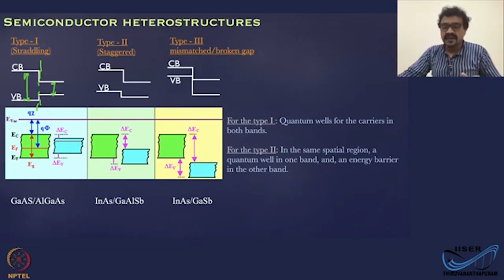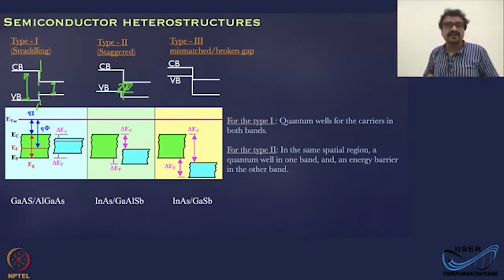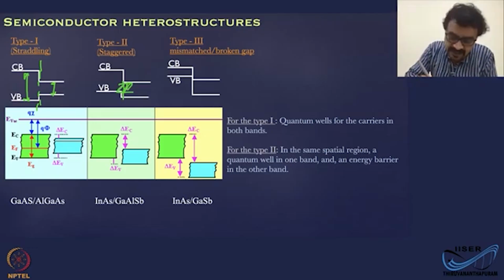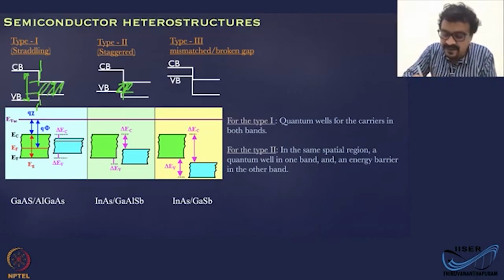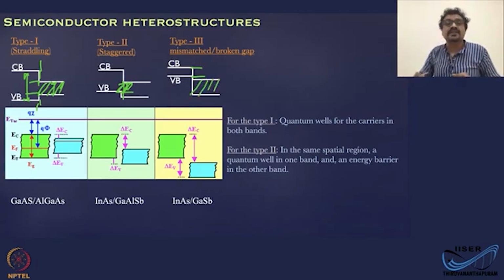And there is also a third kind, called mismatched or broken gap. In the type 2 case, you still have a region where the band gaps are overlapping. Here the band gap of the right side is completely overlapping with that of the left side. In this case, there is a partial overlap, but in this case there is no overlap. The band gap in energy space is here, and the band gap of the second one is here. Absolutely, there is no overlap. That is type 3, or this is called mismatch.